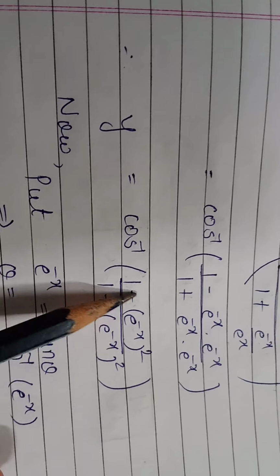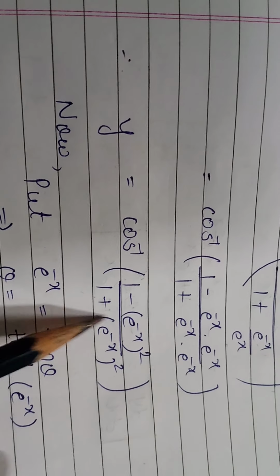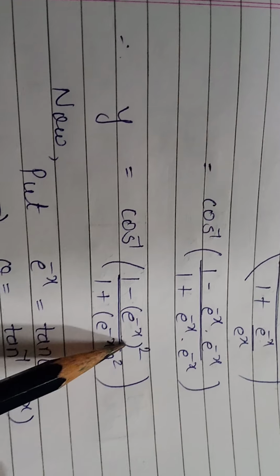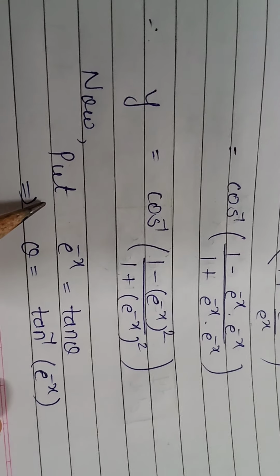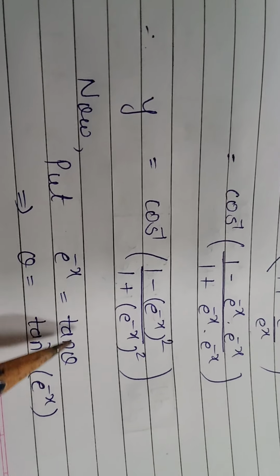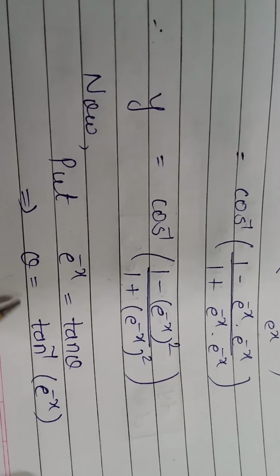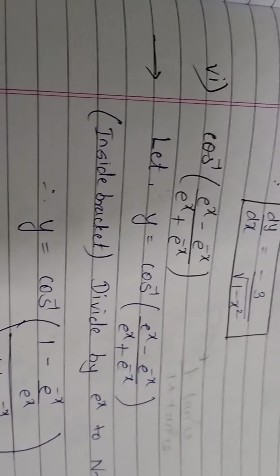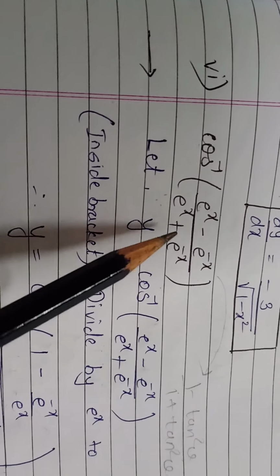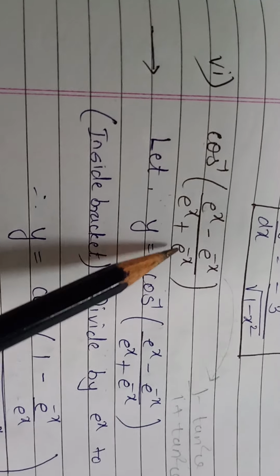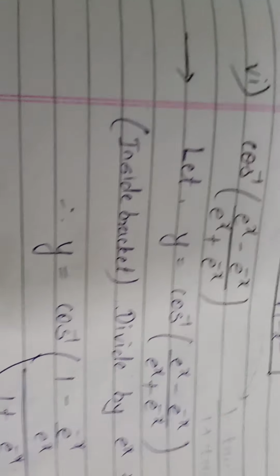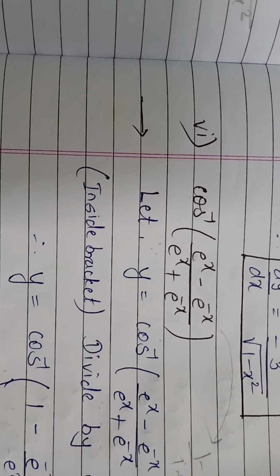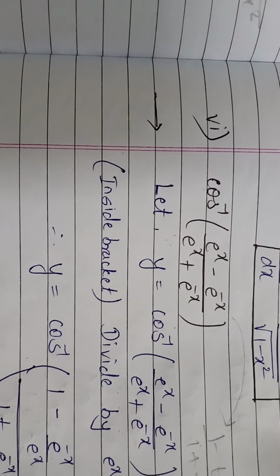This is 1 minus tan square theta. This is 1 plus tan square theta. Means what? This bracket we have to put as tan theta. So put e raised to minus x as tan theta. Then your theta will be tan inverse of e raised to minus x. Very simple. Just you have to use your mind in the first step only. Then you will get our regular format and you can put all the values and write all the steps.